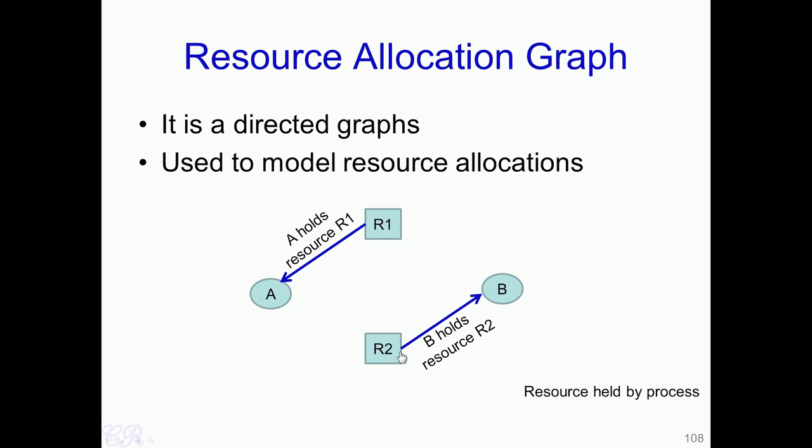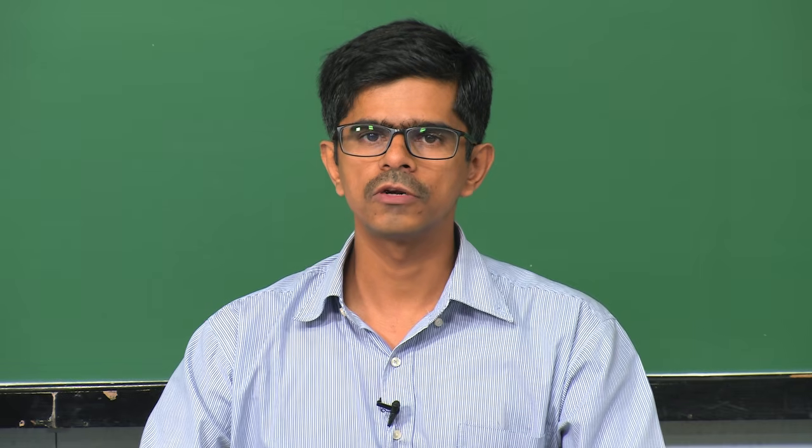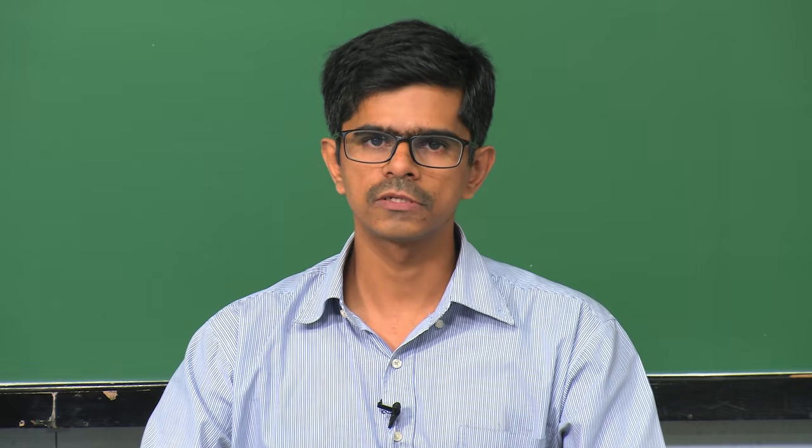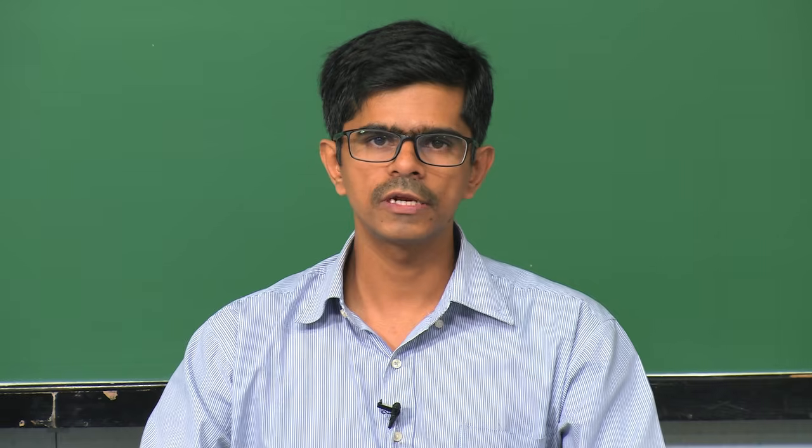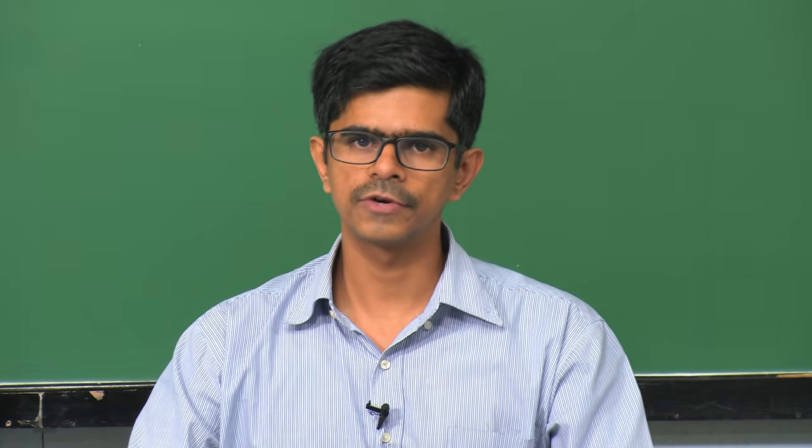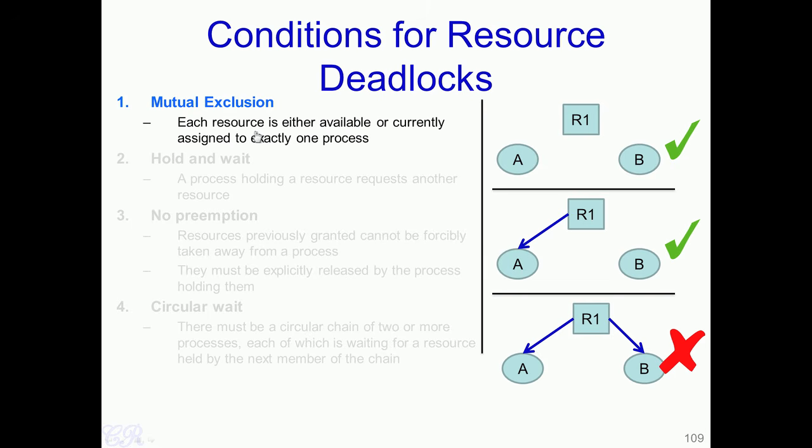Similarly, the arrow from R2 to B indicates that B holds resource R2. There are 4 conditions in order that a deadlock occurs. So, we will now look at each of these conditions for a deadlock. So, the first is mutual exclusion.